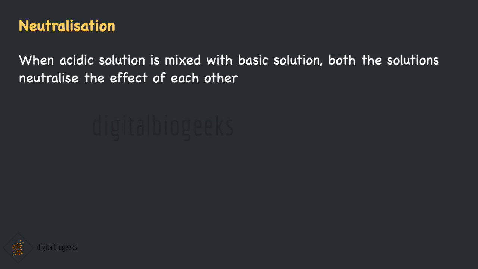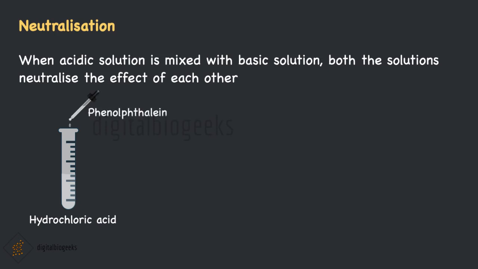In this experiment, the indicator we use is phenolphthalein. It is a colorless indicator. It remains colorless in acidic and neutral solutions and changes to pink in basic solutions. Fill 1/4 of a test tube with dilute hydrochloric acid. Hydrochloric acid is colorless. To this, add 2 to 3 drops of colorless phenolphthalein. Shake the test tube gently.